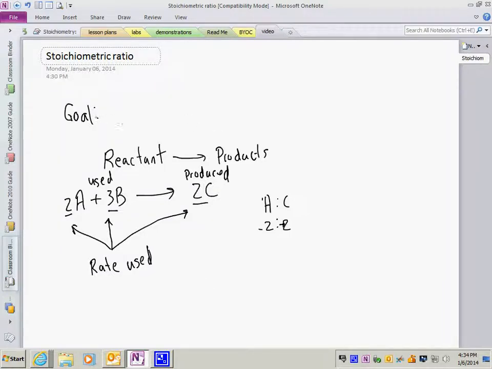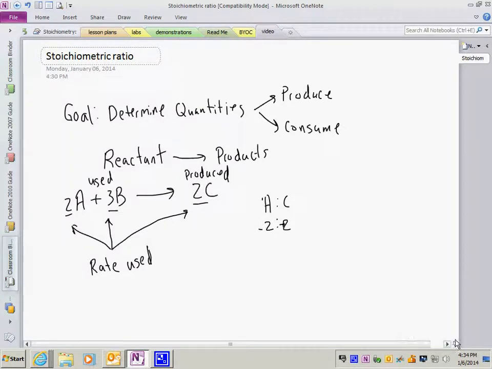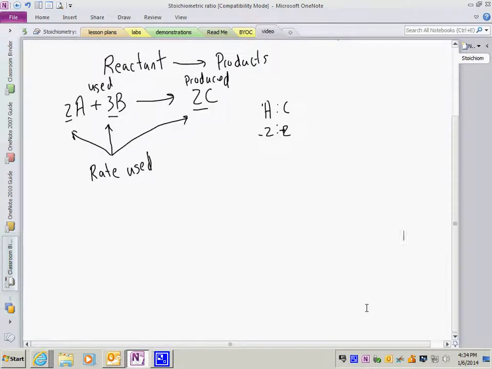So our overall goal of stoichiometry is to be able to determine quantities that we are either going to produce or that we are going to consume. This little video is really on the basic side, where we're not going to get too complicated yet. I'm just going to do a simple example.